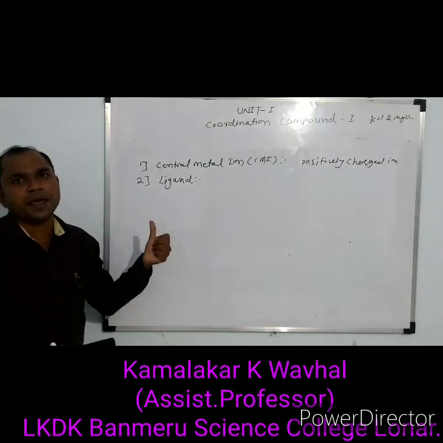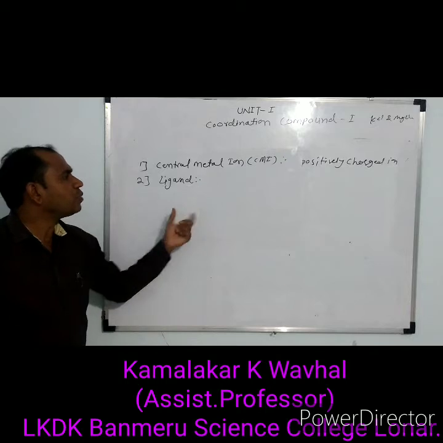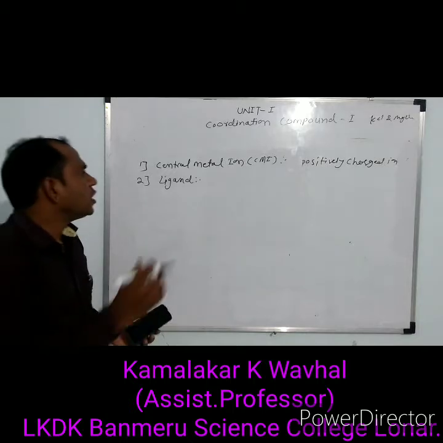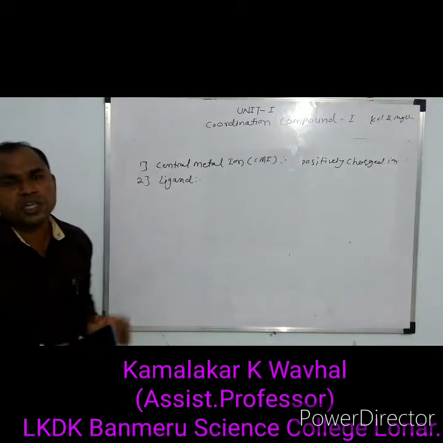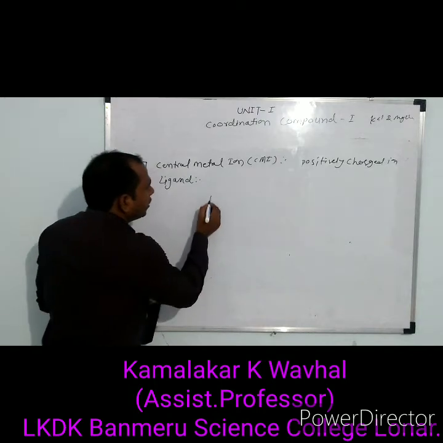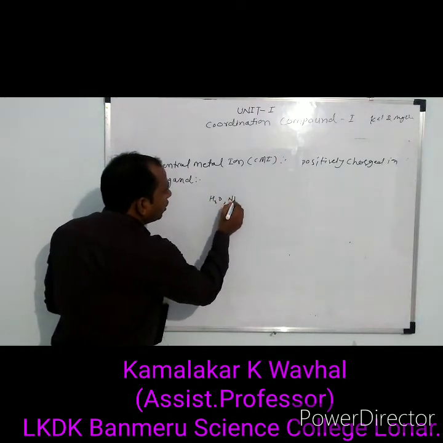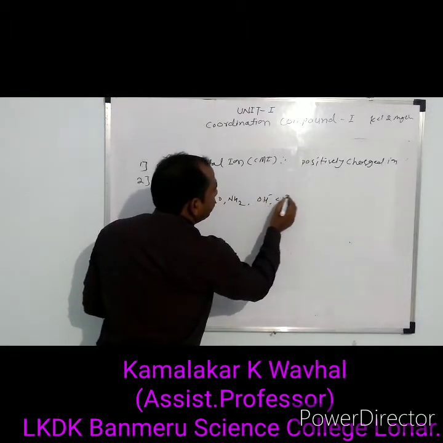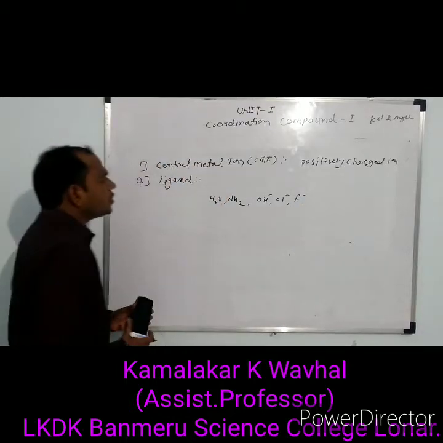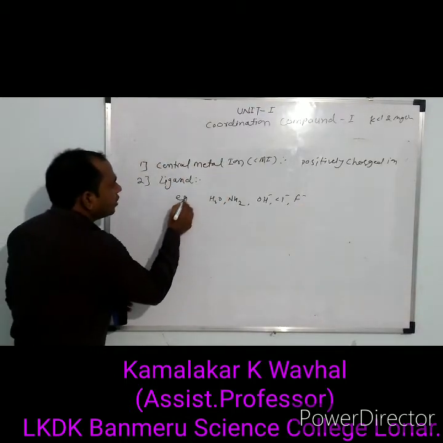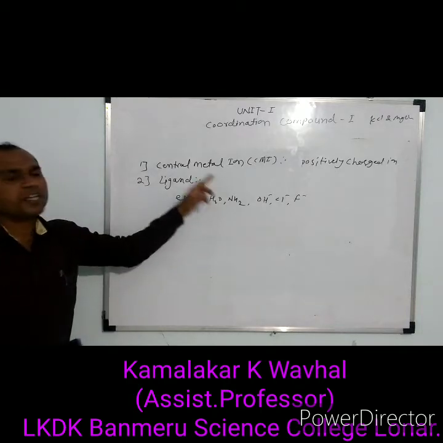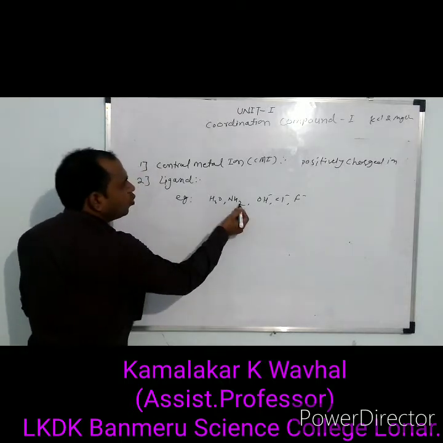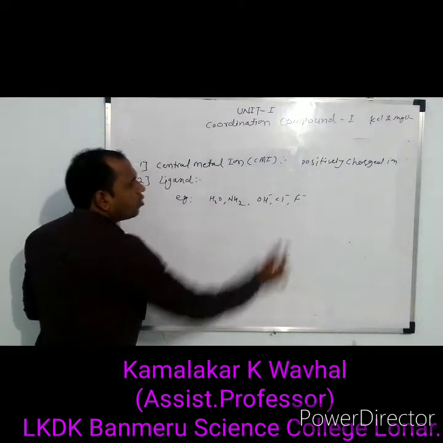The group attached to the CMI, the group attached to the central metal atom, is called the ligand. The ligand may be neutral, positive or negative. For example, neutral ligands are H2O and NH3, and negative ligands are OH-, Cl- and F-. These are examples of ligands. A ligand means the group attached to the CMI.